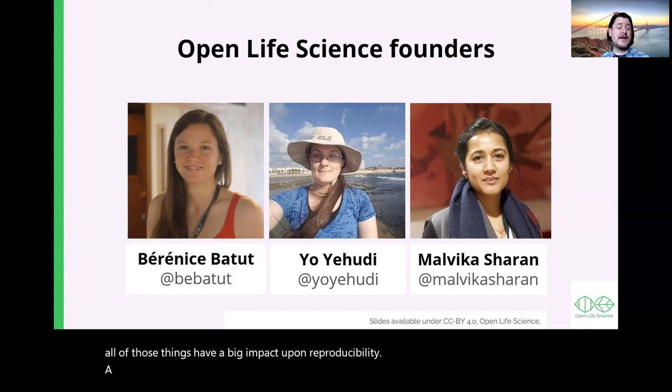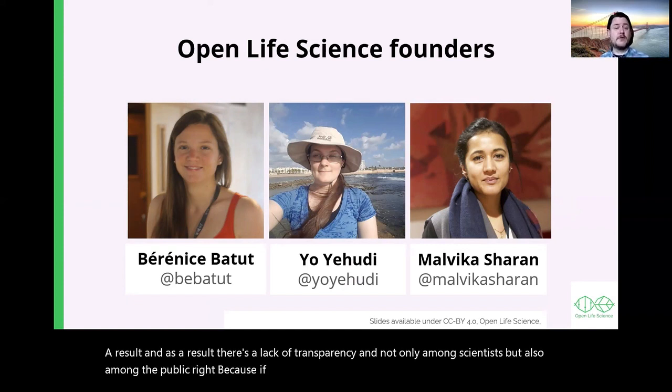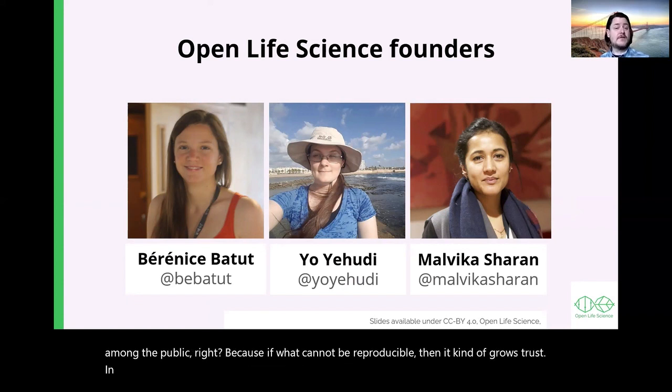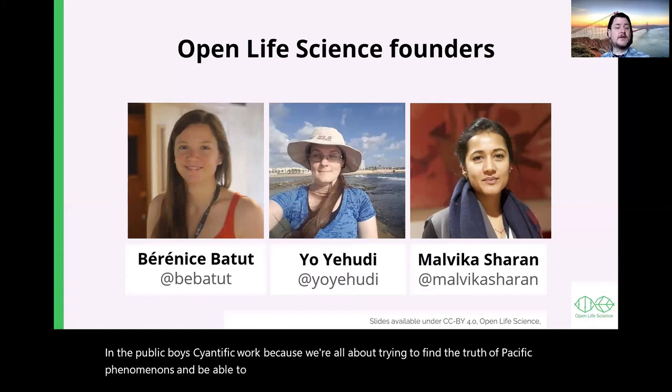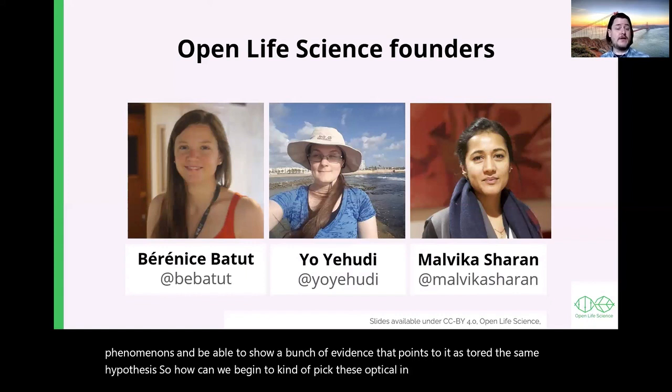And as a result, there's a lack of transparency, and not only among scientists, but also among the public, right? Because if work cannot be reproduced, then it erodes trust in the public for scientific work, because we're all about trying to find the truth of specific phenomena and be able to show a bunch of evidence that points toward the same hypothesis. So how can we begin to fix these obstacles in reproducibility and transparency?